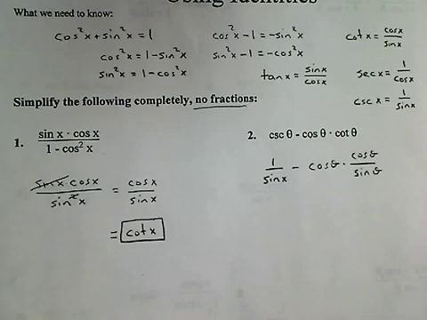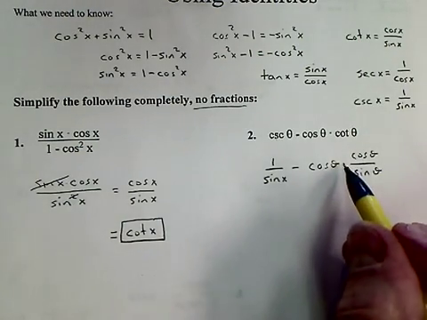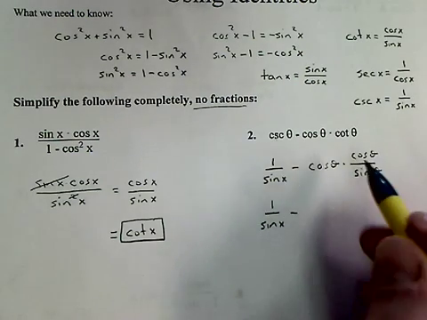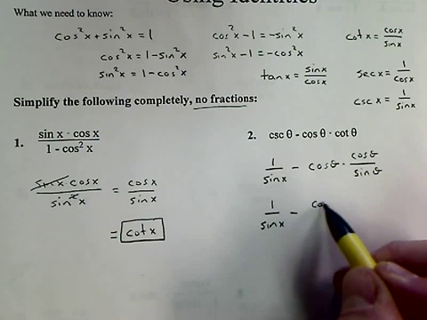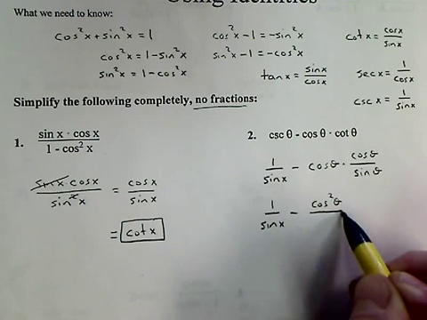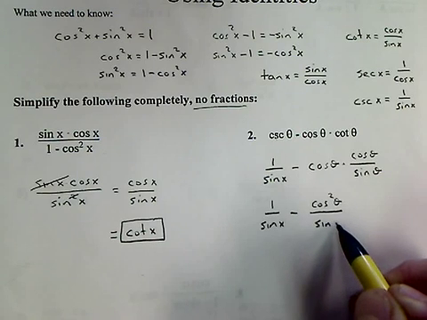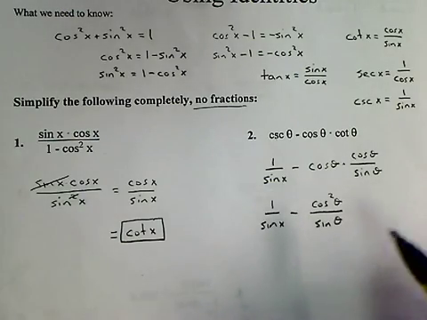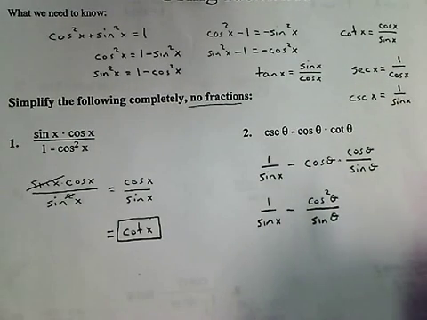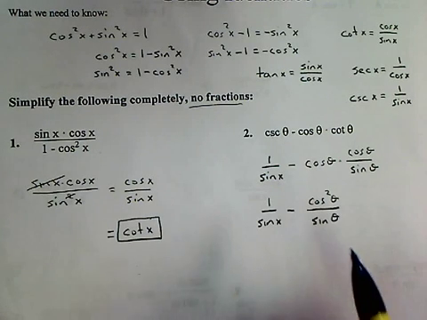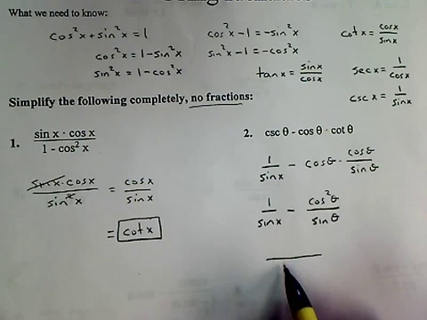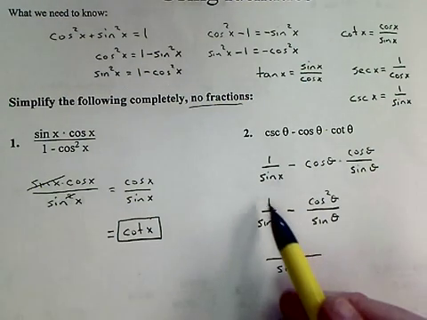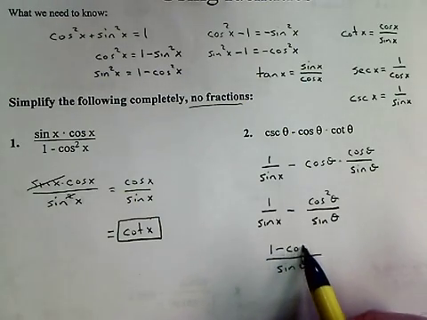And now do PEMDAS. Do this multiplication here before this subtraction. So I'm going to bring this down. Cosine times cosine is cosine squared all over sine. Now I want to subtract two fractions. In order to add or subtract two fractions, you have to have a common denominator. This problem already has a common denominator, so I can just combine the two fractions, bringing the common denominator down. On top I would have 1 minus cosine squared.